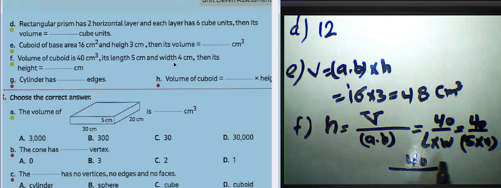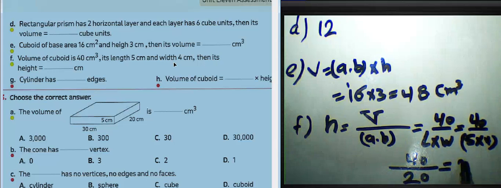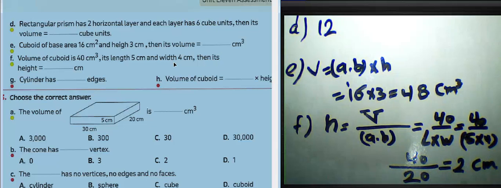Write 40 over what? 4 times 5 equals 20. And 40 divided by 20 equals 2. So the result will be 2 centimeters. We must write here 2 centimeters.